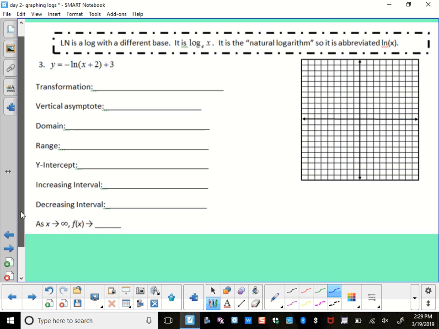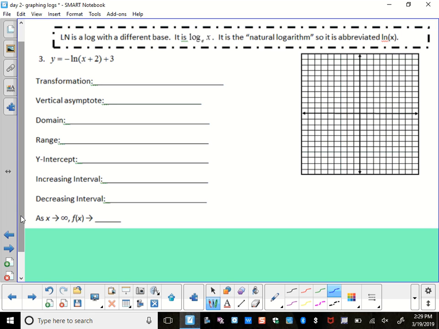All right, I'm going to do this one with you guys, number 3. Notice how number 3 is on the very back page. Number 3 is an ln. ln is still a log. Okay, so we're going to treat ln's just like log with a different base. If I know it's a log, what kind of asymptote do I have? A vertical one. Good. And it tells you there too, vertical asymptote. So I'm going to have an x equals, okay?